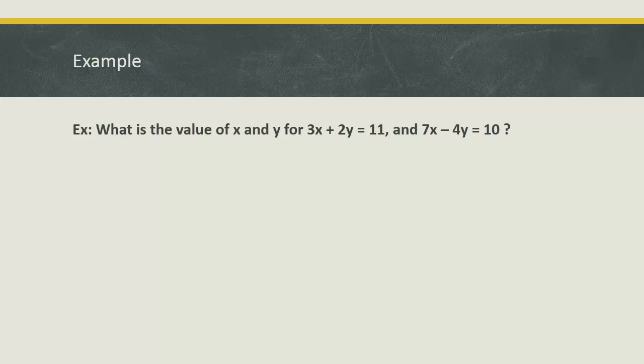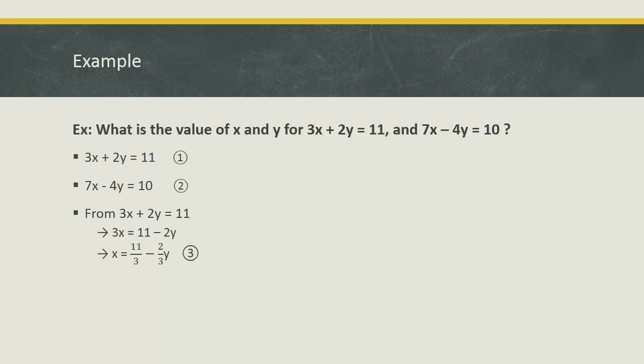Here's another example. Given the equations 3x plus 2y is 11 and 7x minus 4y equals 10, what is the value of x and y? Like the previous example, let's write down the given equations and call them equation 1 and equation 2. Now we can choose either equation to work on, but in this case, let's work on equation number 1, which is 3x plus 2y is 11. From here, we can choose whether we want to solve for x or solve for y. It does not matter which variable we solve first. In this case, let's solve for x.